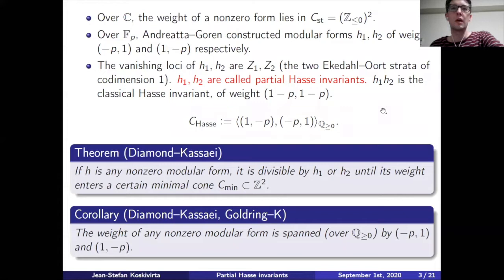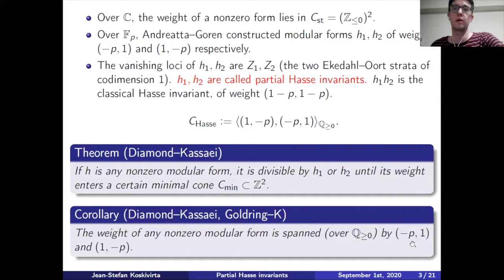The theorem of Diamond and Kassaei is the following, very vaguely stated. If h is a non-zero Hilbert modular form, it is divisible by H1 or H2 until its weight enters a certain minimal cone, C-min, that I will show you in the next slide. And the direct corollary of this result, which we also proved with Goldring using different techniques, is the following. If you have a non-zero modular form, then its weight lies in the Hasse cone, which is spanned over the non-negative rationals by (minus p, 1) and (1, minus p).